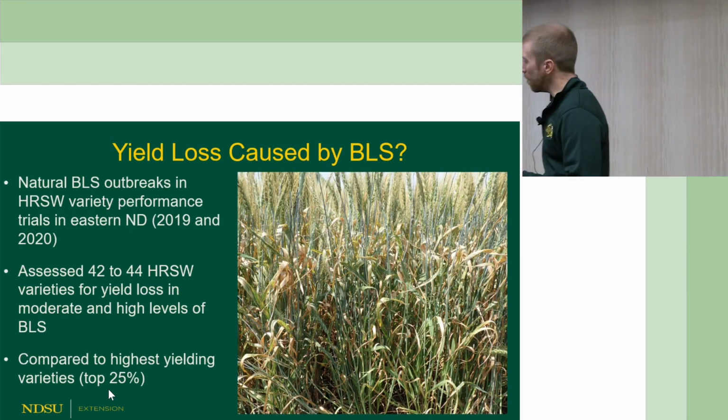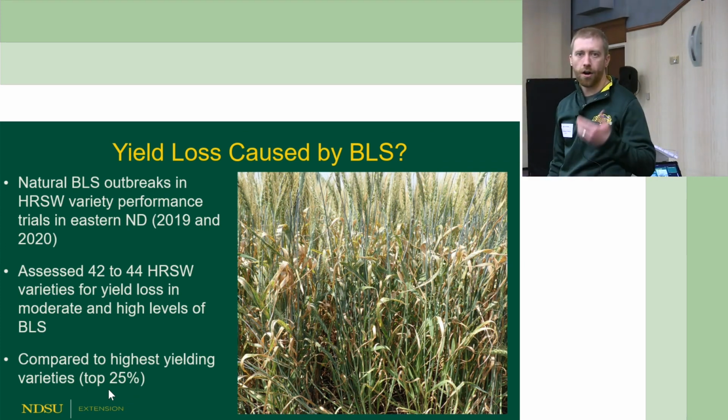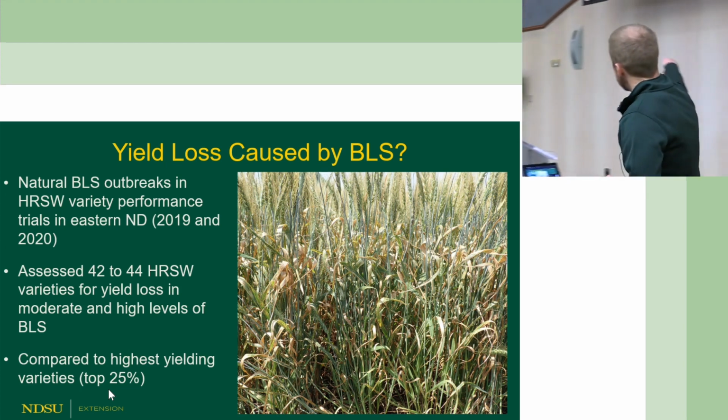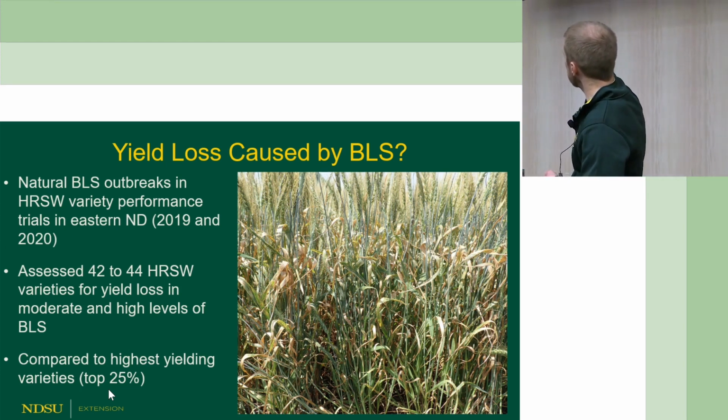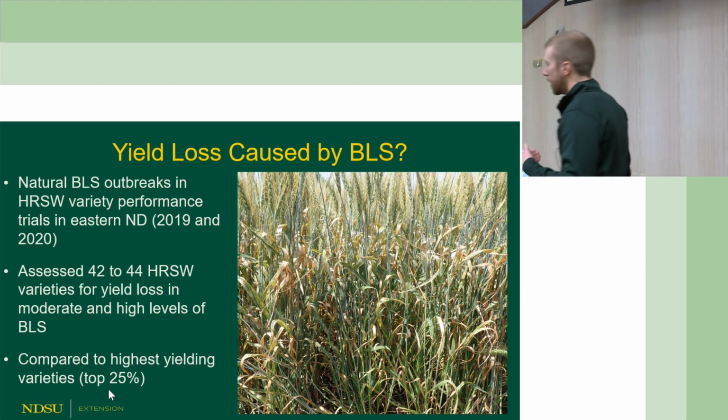So if we know that it's prevalent and we know it's on those acres, next challenge: how much yield loss is it actually causing? To do this, we had a couple of natural outbreaks in 2 variety trials, one in Steele County and one just south of Grand Forks. They had 42 to 44 hard red spring wheat varieties.